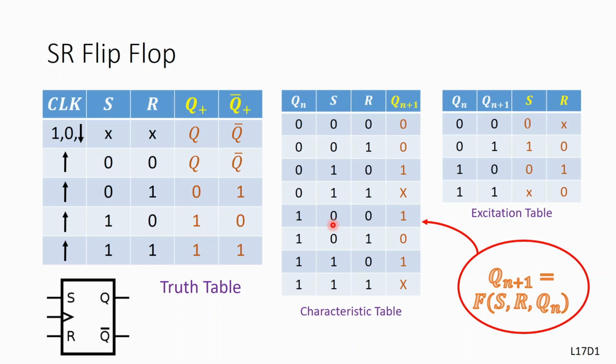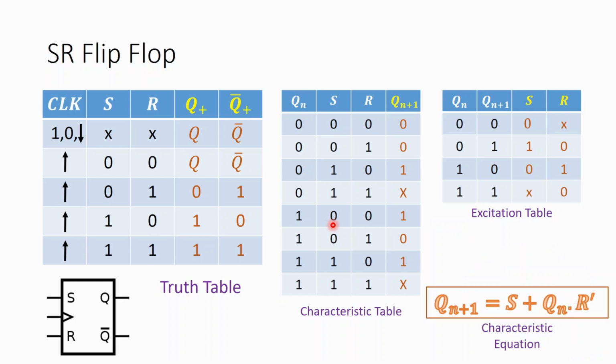So you go via the usual route that we have already studied, which is the route of the K-map. With the help of the K-map, you will be able to ascertain that Qn plus 1 would be basically S or Qn and R naught. You can try to figure this out, and this is already very well known, and you will also be able to solve this using the characteristic table. So this is the characteristic equation of the SR flip-flop.